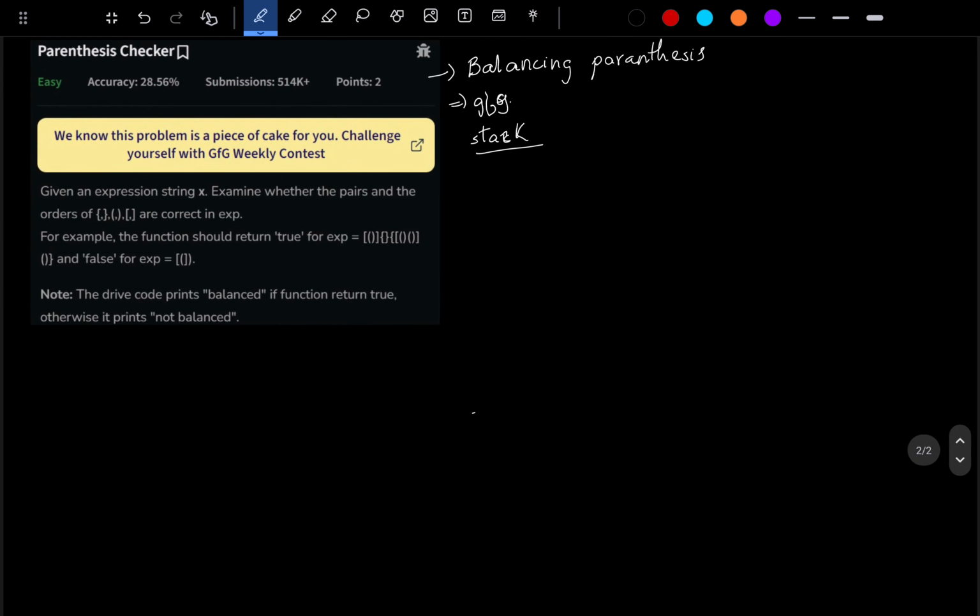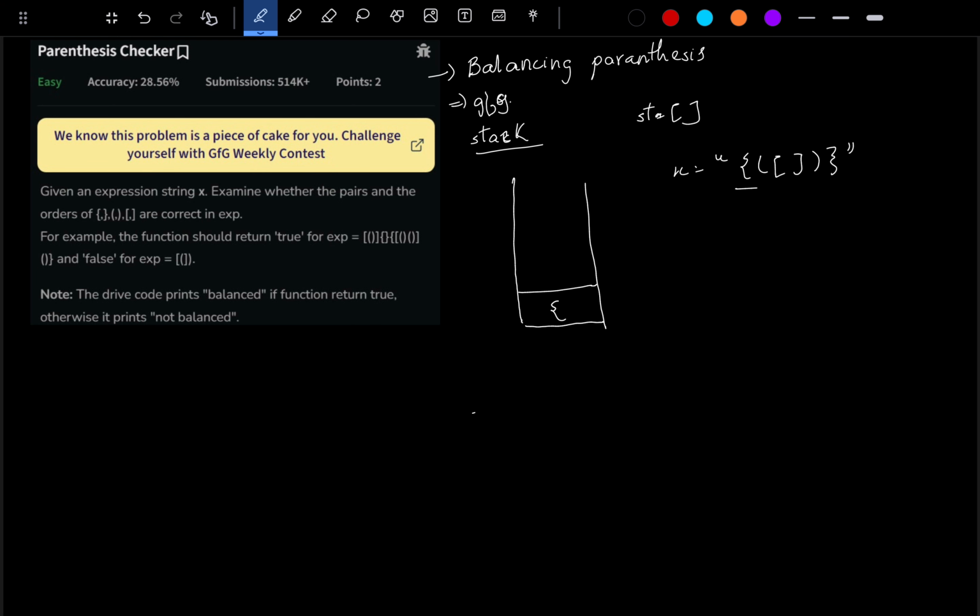Now if we want to solve this question using stack implementation, initially we will take an empty stack. I'm solving in Python, but it doesn't matter. Suppose the string is like this, they have given this test case. Initially whenever the first symbol comes, we will just keep it in the stack, no need of checking.